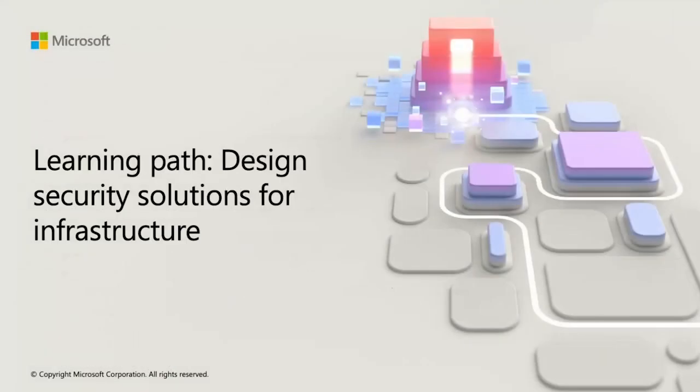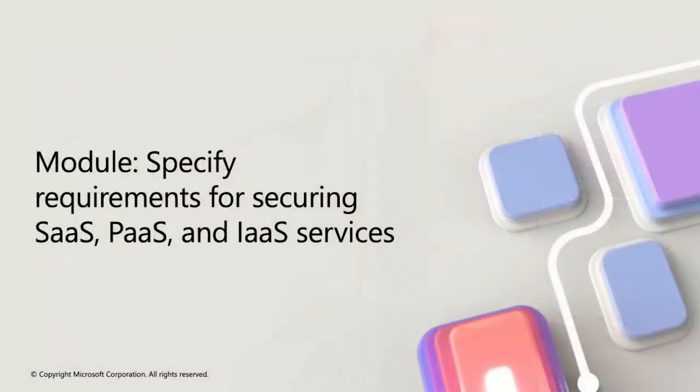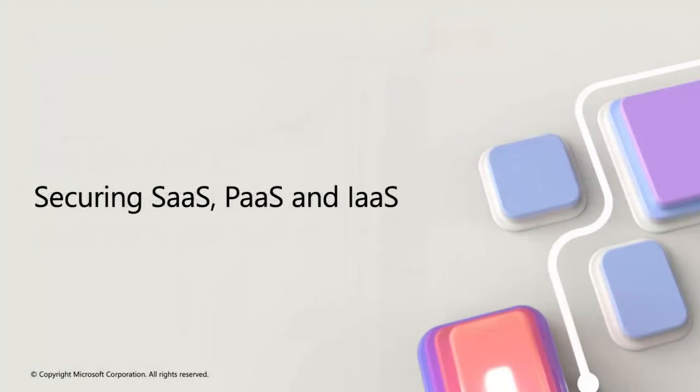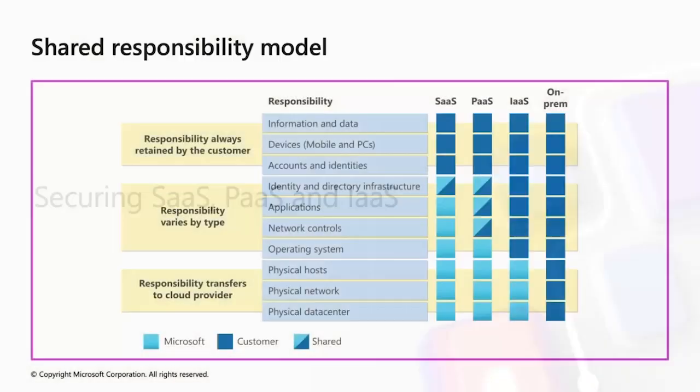So here again, we are learning under this learning part, design security solutions for infrastructure. And this is the topic, specify requirements for securing SaaS, PaaS, and IaaS services. When we talk about securing SaaS, PaaS, and IaaS, first of all, we have to understand that these services are divided in a shared responsibility model.